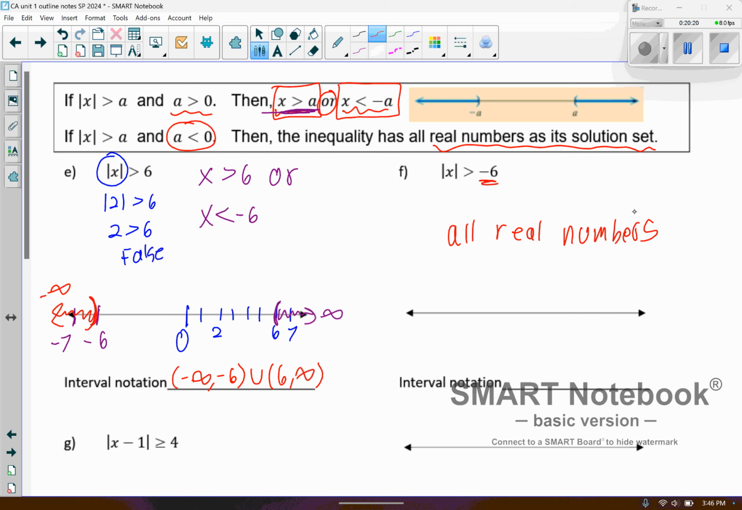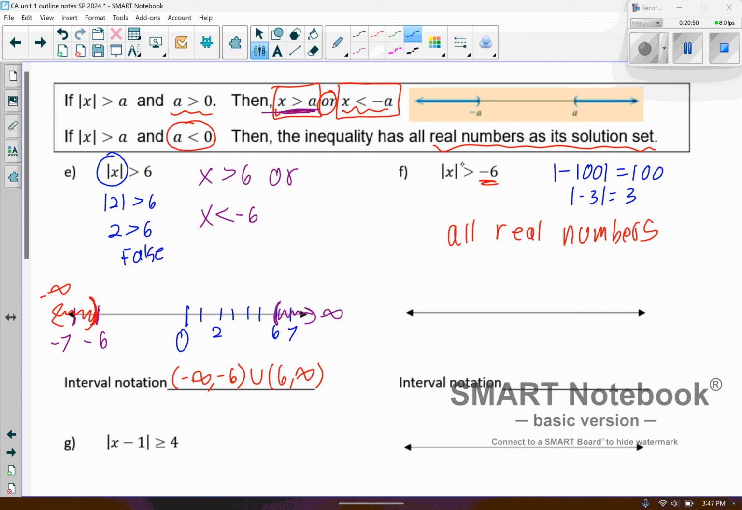Well, plug in whatever you want and it's going to be true. You can take the absolute value of negative 100. Well, guess what? That's going to come back as positive 100, which is greater than any negative number, but greater than negative 6. Anything you plug in is going to be greater than negative 6. Even if you plug in like negative 3, well, that's positive 3. All positive numbers are greater than negative numbers. So once again, that works.